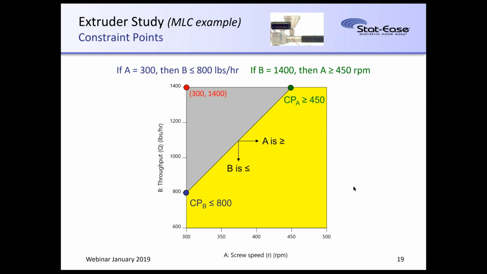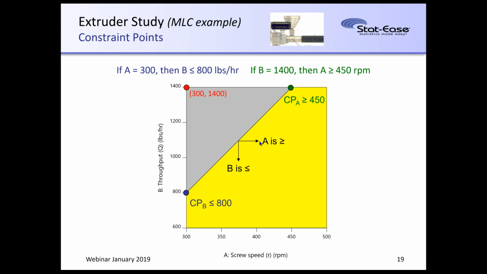Okay, so now we have our linear constraint that looks like this. The vertex we want to eliminate is the low screw speed and high throughput, because that's going to be too high of a torque. So we now know that if we're going to run at 300 RPM, the maximum throughput we can have is 800 pounds per hour. And if we're going to run at 1400 pounds per hour, the minimum screw speed we can have is 450.